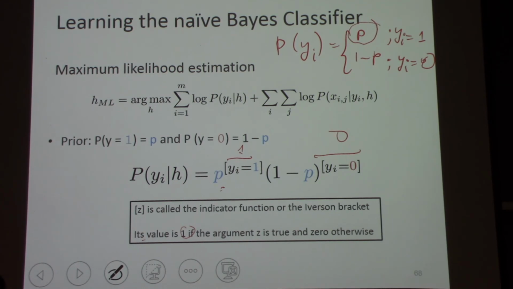When yi is 0, the first term becomes 0, and the second term shows up. So the first term in the product disappears, and you're left with 1 minus p, which is just the second term here. So it's literally just a notational trick that takes this kind of multiple-case definition into a single-line definition.